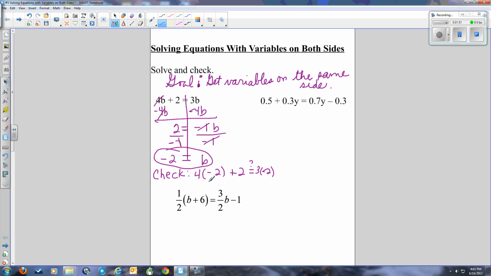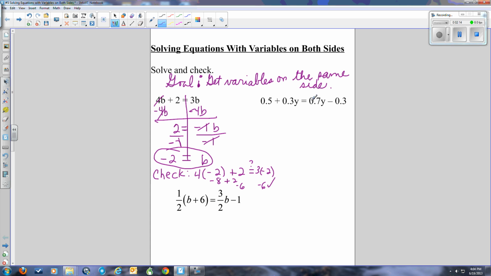Let's think about it. 4 times negative 2 gives you negative 8. Negative 8 plus 2 gives you negative 6. And 3 times negative 2 on the other side, sure enough, does give you negative 6. So this thing checks out. We're not going to check every problem, but I just wanted to show you how to do one of them. And I'll put this negative back in where it belongs.